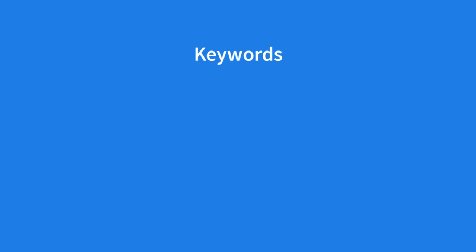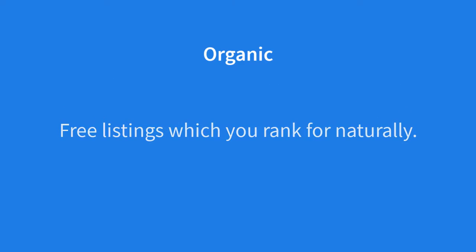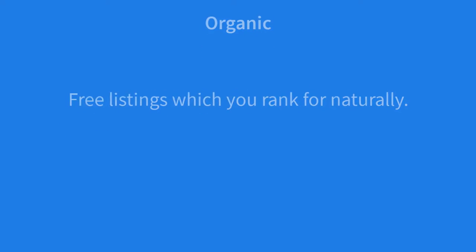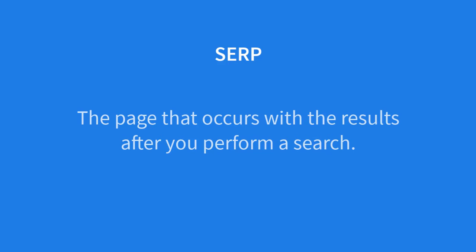Next are keywords. Keywords, or key phrases, are the query terms people enter in the search engine to try and find a web page or a site to match their search intent. Next is organic. Search engines have two types of result listings, paid and organic. The organic results are the free listings which you rank for naturally. And then SERP. SERP stands for Search Engine Results Page. It's the page that occurs with the results after you perform a search. There are typically 10 organic listings on each search engine results page.